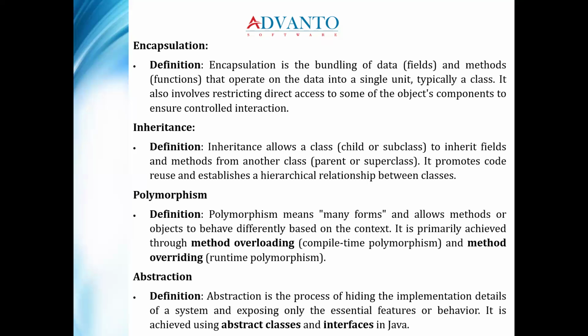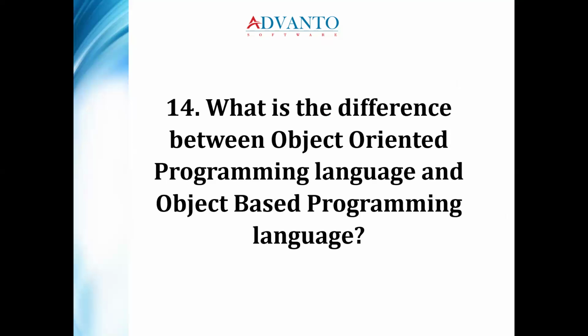Polymorphism. Polymorphism means many forms and allows methods or objects to behave differently based on the context. It is primarily achieved through method overloading, that is compile time polymorphism, and method overriding, that is runtime polymorphism. Abstraction. Abstraction is the process of hiding the implementation details of a system and exposing only the essential features or behavior. It is achieved using abstract classes and interfaces in Java.